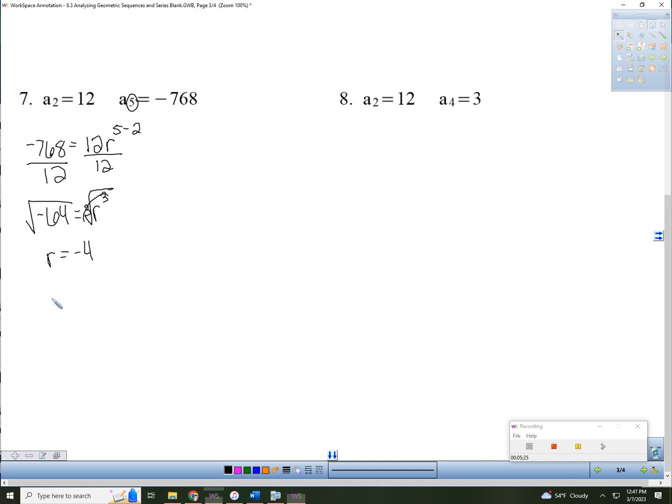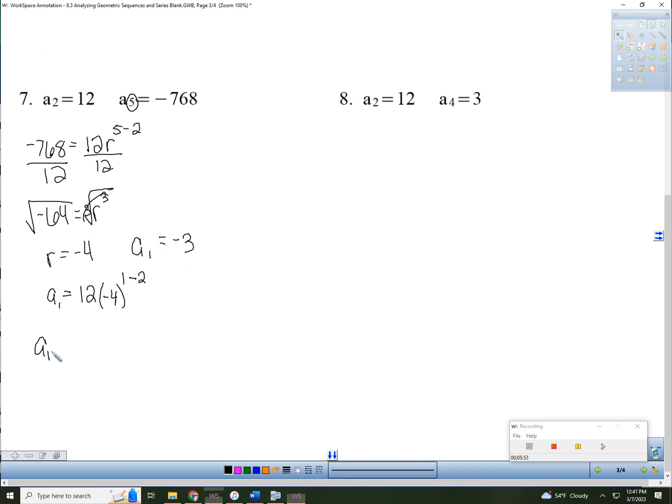And then I need to find the first term. So I'm going to plug 1 in. Now I can use either of these. It does not matter which one. So I'm going to use the second term. So 12 times my common ratio raised to the 1 minus, this is the second term, minus 2. So my first term is negative 3.